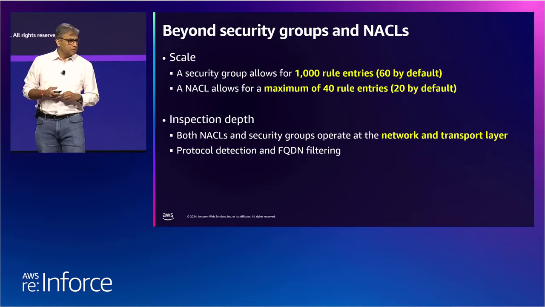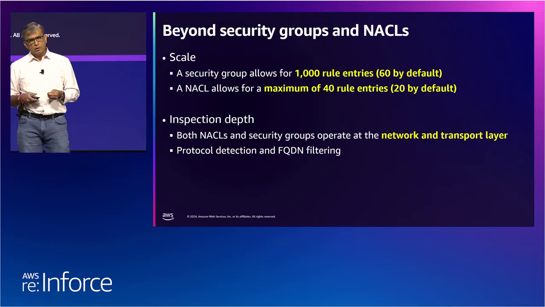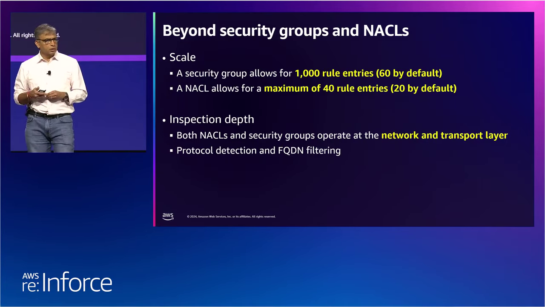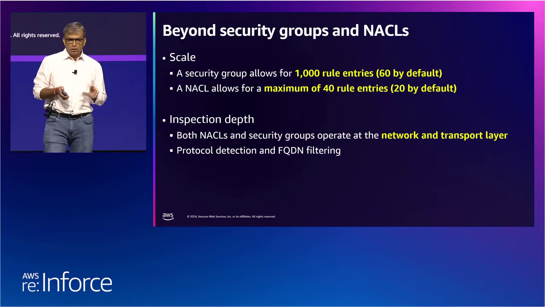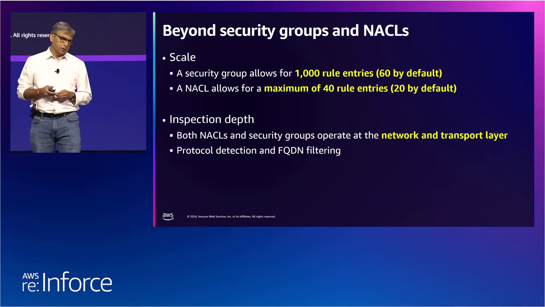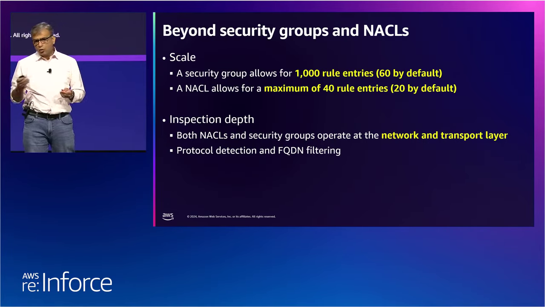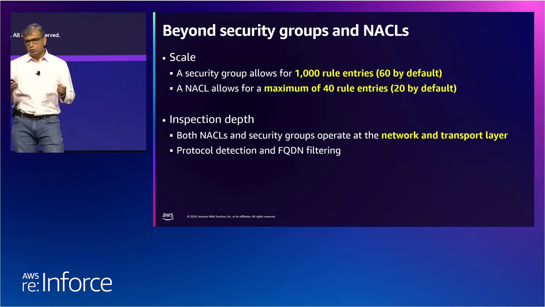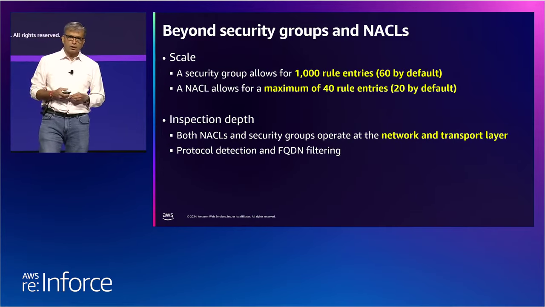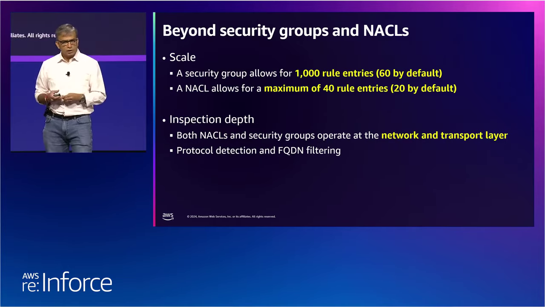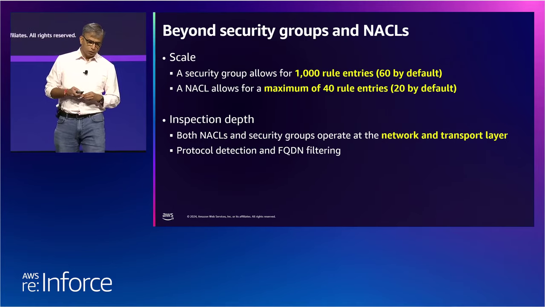The other one might be the inspection depth. Security groups and network access control lists both operate at the network and transport layer of the OSI model. So they allow you to implement rules with IP addresses, ports, and protocols, but they don't have an ability to configure rules based on application parameters. If your use case requires application level rule configuration, or you want to do protocol detection or FQDN filtering, that's where you start utilizing constructs like Network Firewall, Amazon Route 53 DNS Firewall, or web application firewall.